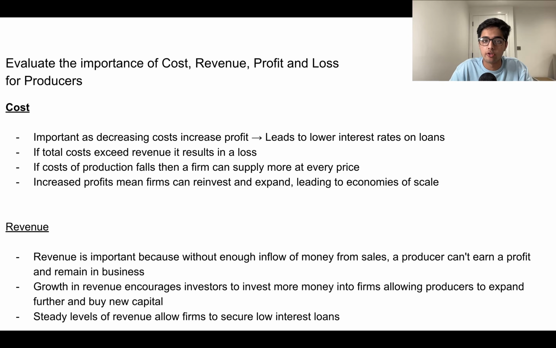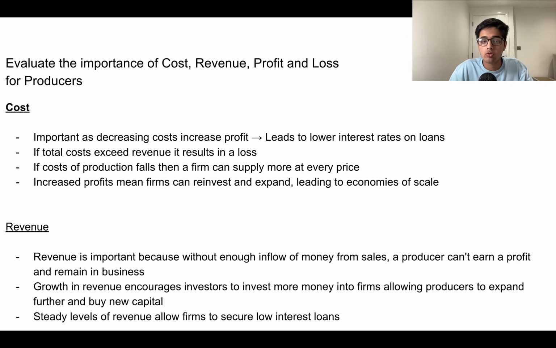Cost is important for producers, as decreasing costs can increase profit, which leads to lower interest rates on loans. If total cost exceeds revenue, it results in a loss, which producers don't want. If cost of production falls, then a firm can supply more at every price. Increased profits mean firms can reinvest and expand, leading to economies of scale, and as we've seen in the chain of reasoning, that can lead to many benefits for a firm.